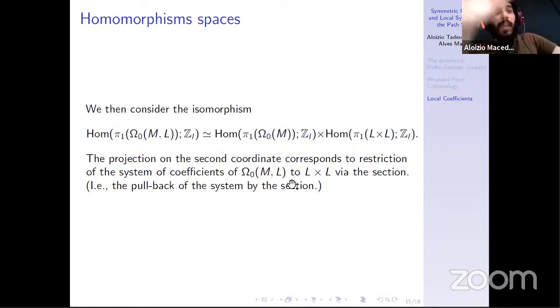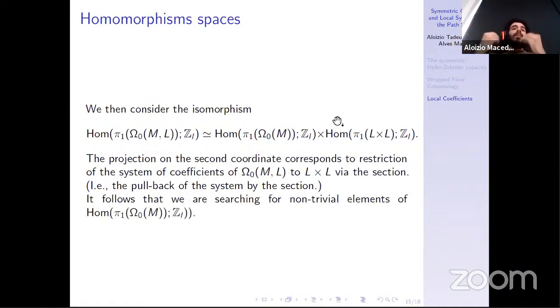The projection, now, when we look at this in this decomposition of a product, we can see that the projection on the second coordinate corresponds to the restriction of the local system. When we see an element of this group as being a local system, it corresponds to taking a local system here and restricting it to L times L, restricting it via the pullback by the section.